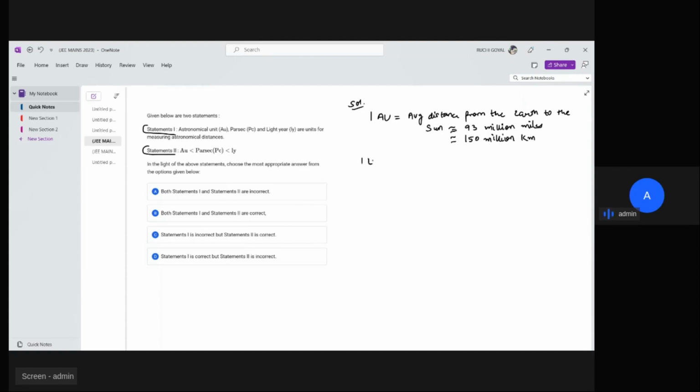If we write 1 light year, what is this? This is the distance that light travels in 1 year in vacuum, which is approximately 9.461 trillion kilometers.